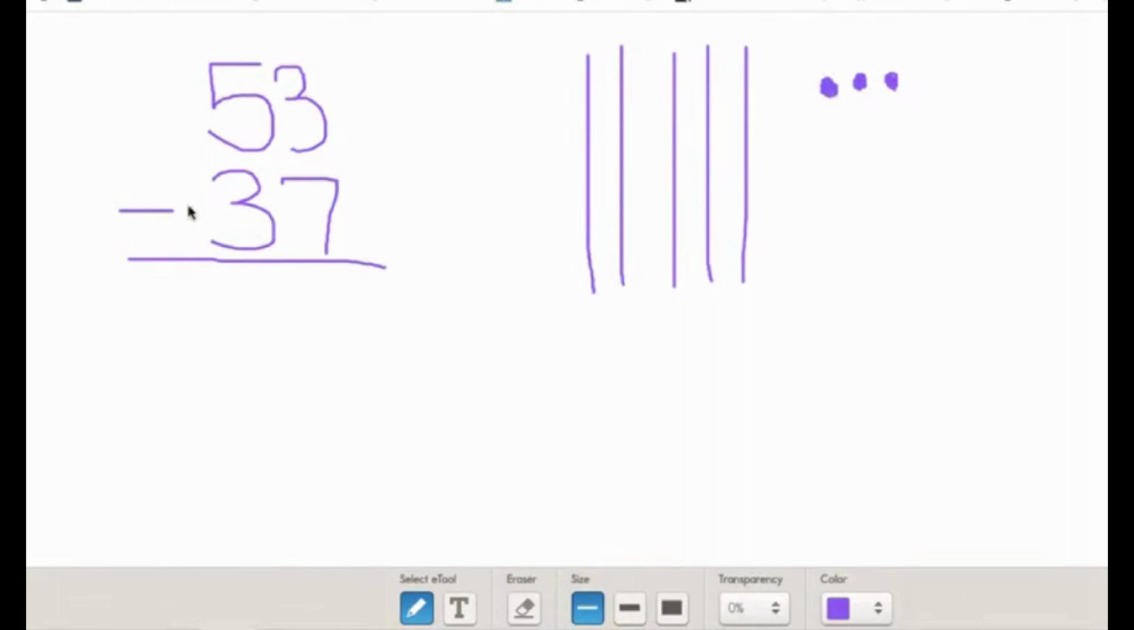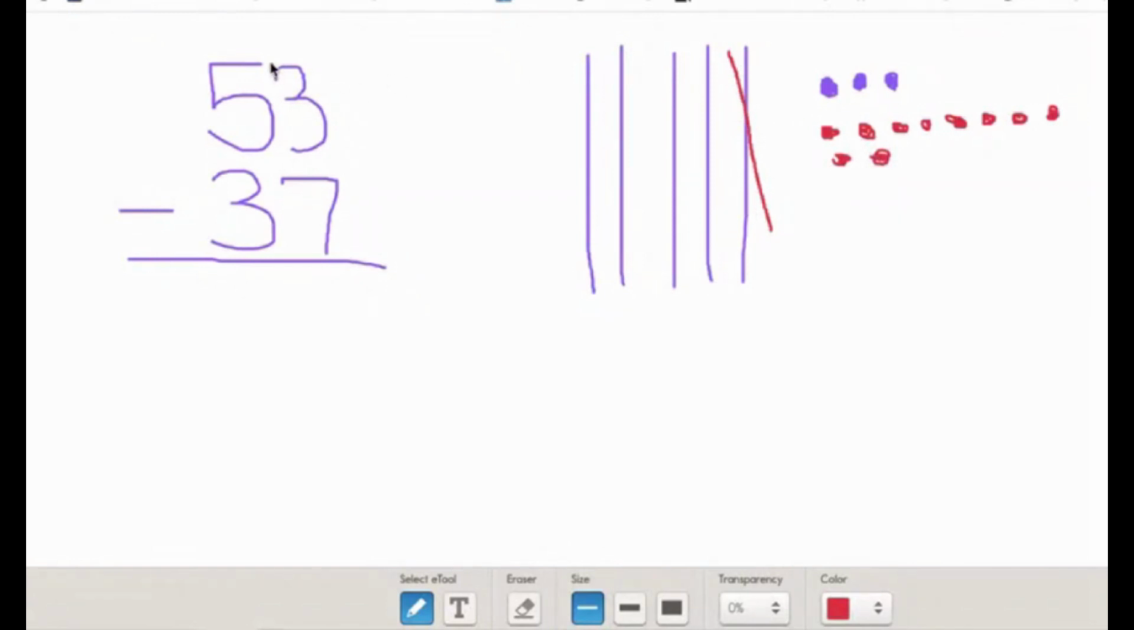All right, now I need to subtract 37. So if I come over here and look at the ones right here, I don't have enough. So what I can do is I can take this 10 away and I can regroup it as 10 ones. So I'll put those 10 ones here. 1, 2, 3, 4, 5, 6, 7, 8, 9, 10. So you can see that I regrouped those 10 ones.